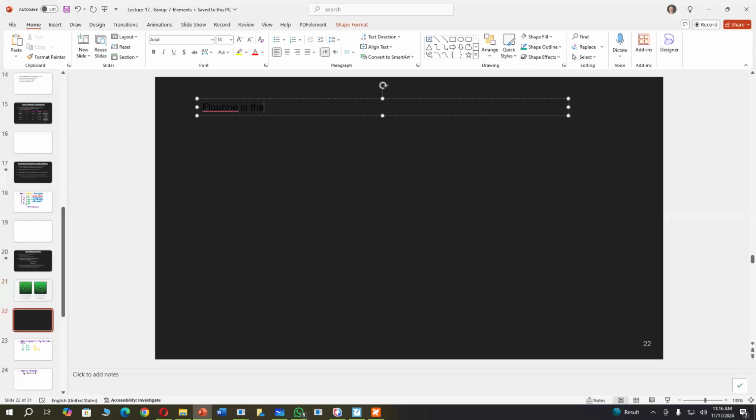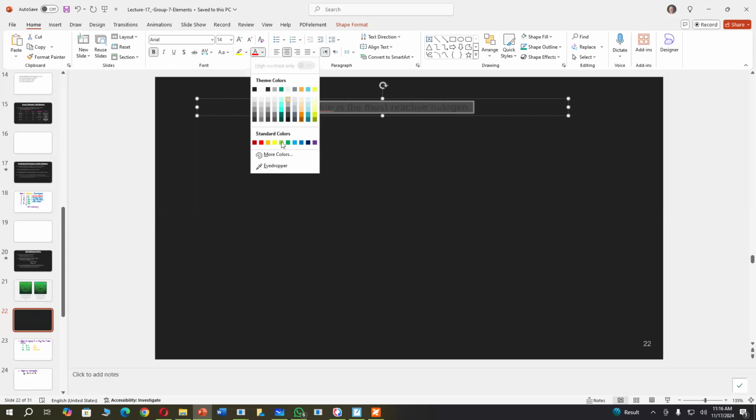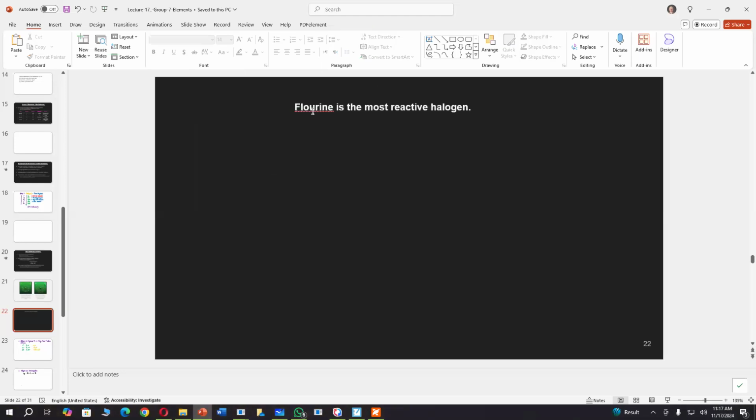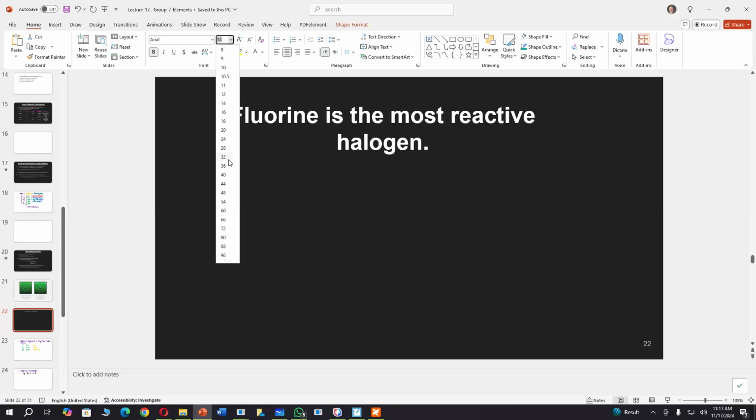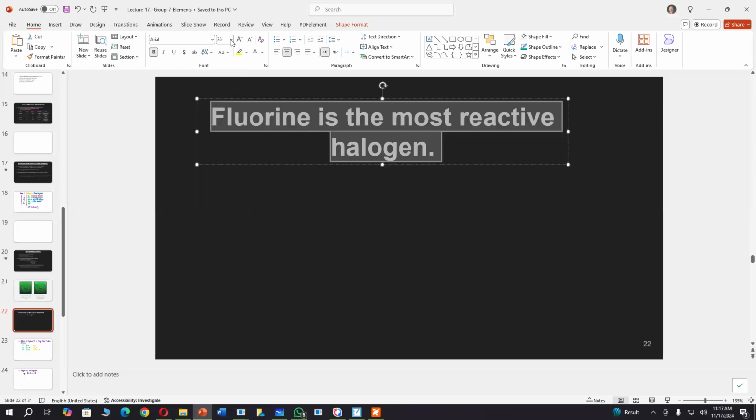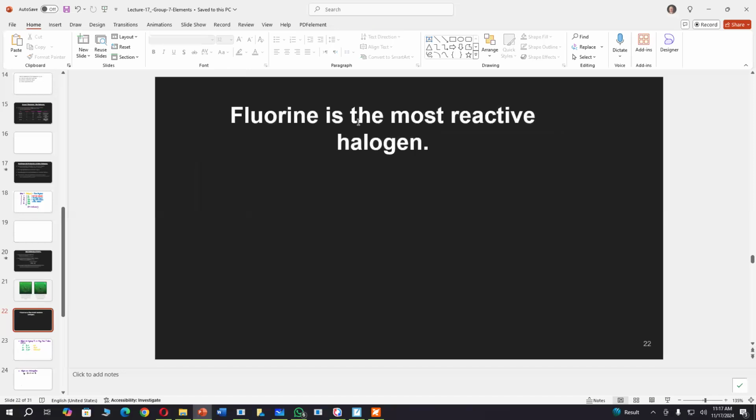Fluorine is the most reactive halogen. Actually, fluorine is one of the most reactive elements known in the whole world. So fluorine is the most reactive element. So you have to copy this rule. You have to memorize this rule.